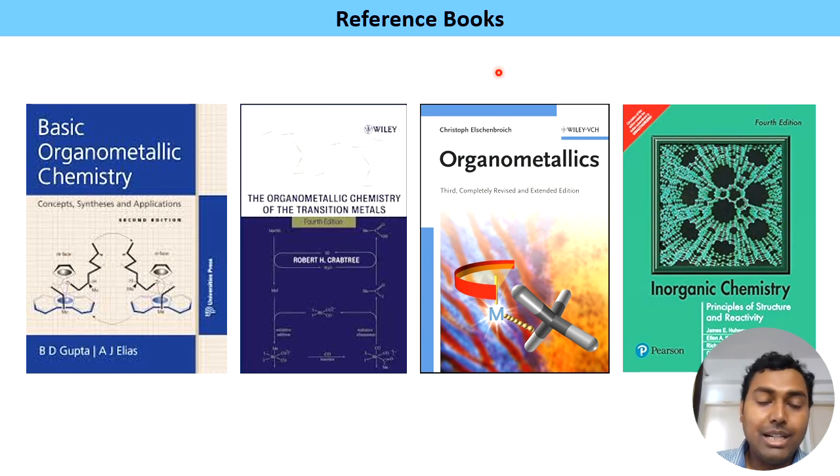If you want to study in detail and know more about these complexes, you had better read these books, as I also informed you in my first lecture. The first book I recommend is Basic Organometallic Chemistry by B.D. Gupta and A.J. Elias, and the second and third books are by Crabtree and Elschenbroich, and the fourth one is the must-read book for inorganic chemistry, Principles of Structure and Reactivity by Huheey, Keiter and Keiter.